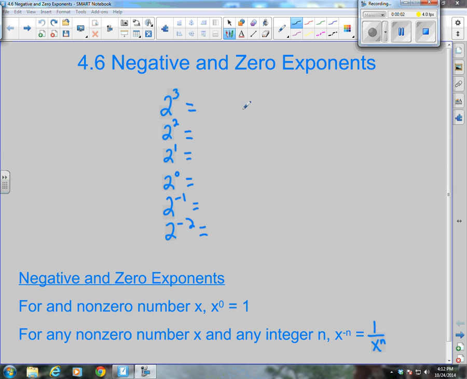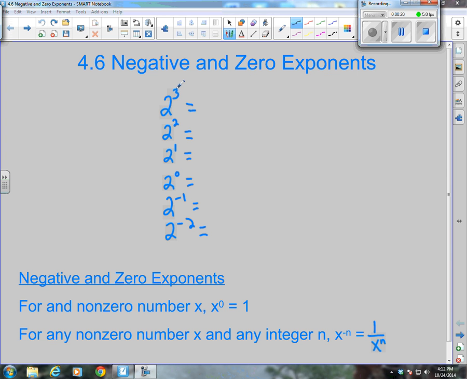Today I want to talk about 4.6, which is negative and zero exponents. This is one of my favorite sections in this book. I enjoy working with exponents, and I know at times it can be confusing, but I think if we just learn some basics and get those basics down, we'll really see that they're not very hard at all.